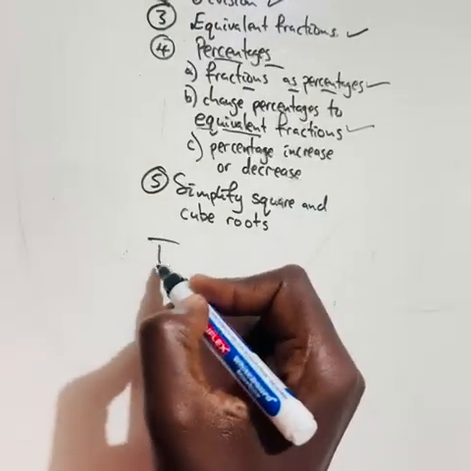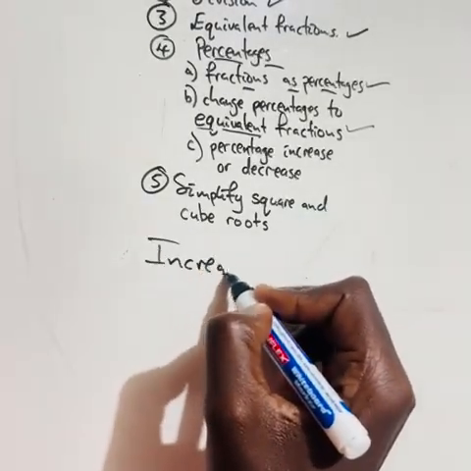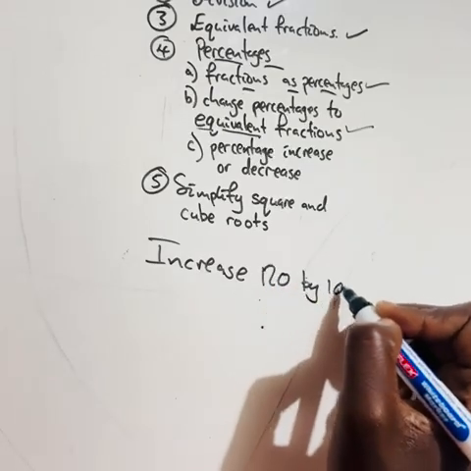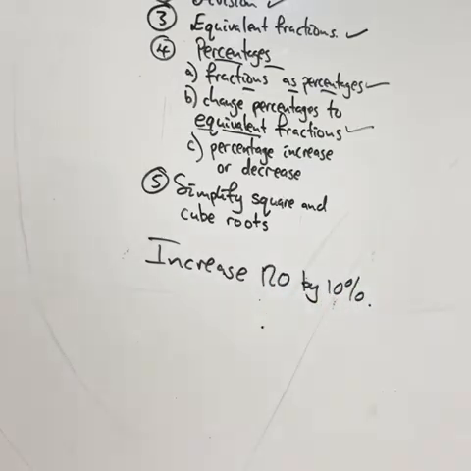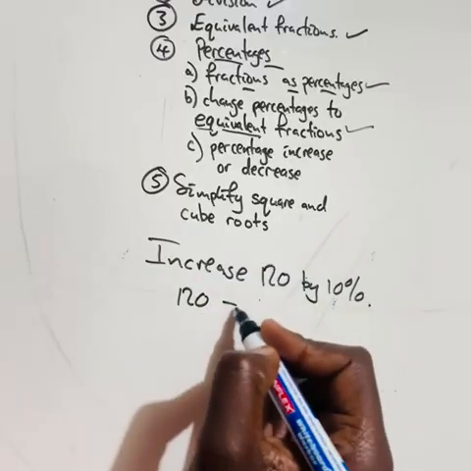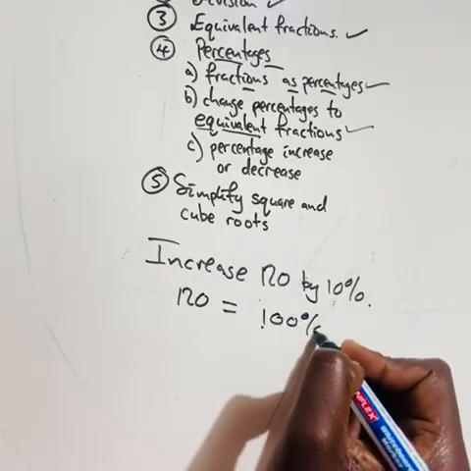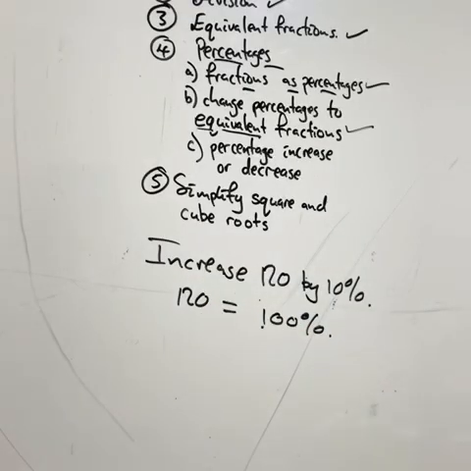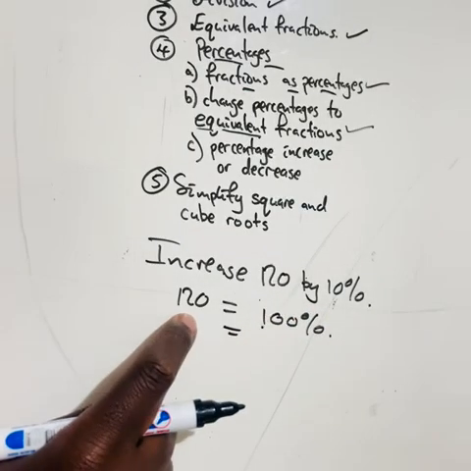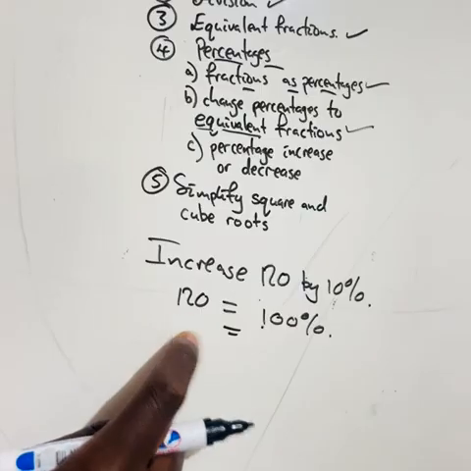They said increase 120 by 10%. Increase 120 by 10%. What happens? Now what happens is this number 120 as a percentage is equal to 100%. Right? Now I'm being told I must increase this 120, meaning I must make it bigger. By how many percent? By 10%.